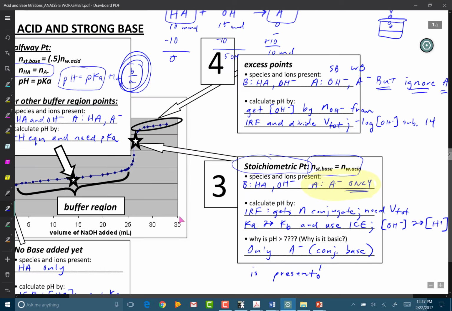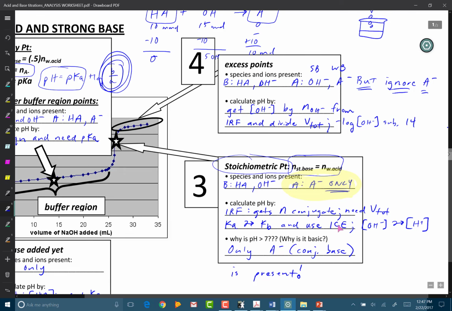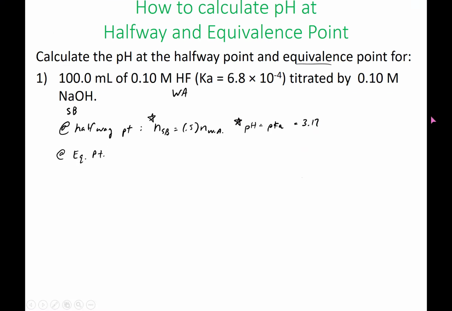At the stoichiometric point, we're going to use an ICE table and get the moles of conjugate, and we're going to need the total volume. Since we now have the conjugate, we need to convert Ka to Kb. Use the ICE table. Our x value will be OH, so we'll have to subtract from 14 to get the answer. So let's go ahead and do that. That's the conceptual part of it.